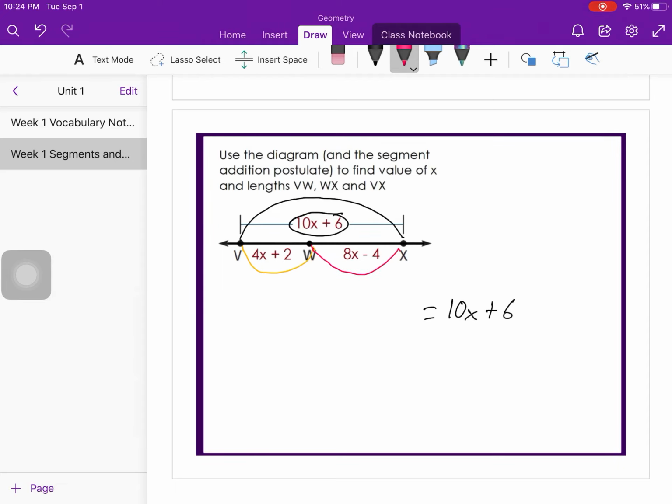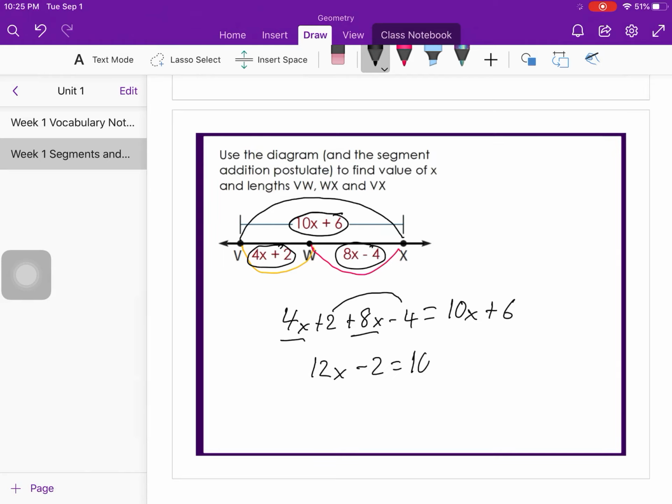By the segment addition postulate, we add those two values together, which is the 4x plus 2 and the 8x minus 4. Together they should add up to be the 10x plus 6, which we already said is the whole thing. Now I'm just going to combine like terms. On the left side, I have this 4x and this 8x, which gives me 12x. Then I have the positive 2 and the negative 4, which gives me minus 2. Now it equals 10x plus 6. And then we just keep solving.